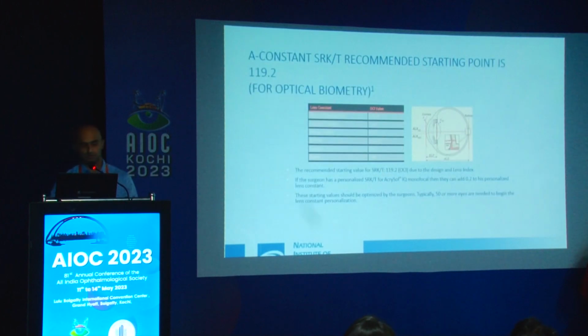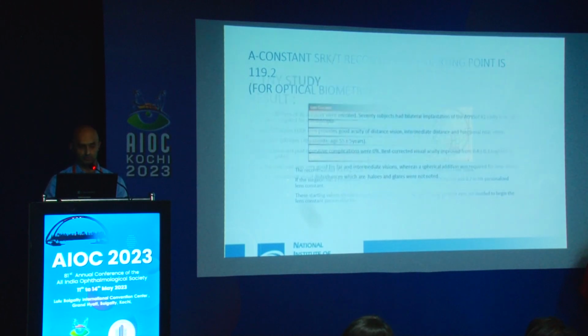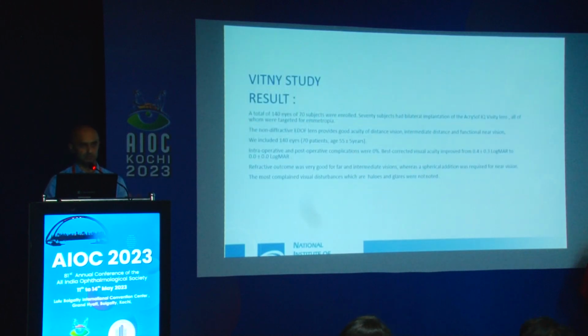Right. So the A constant that we use for the optical biometry is 119.2. That is something that you need to take into account. And also, the results that we have got by now: we have an experience of more than 200 lenses that we have used so far. And we conducted a study of 140 eyes with 70 subjects who finished 6 months follow-up.